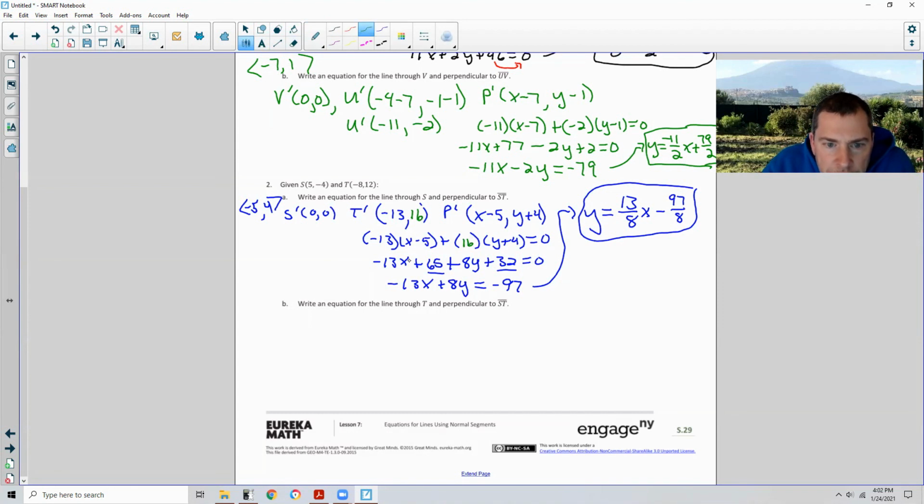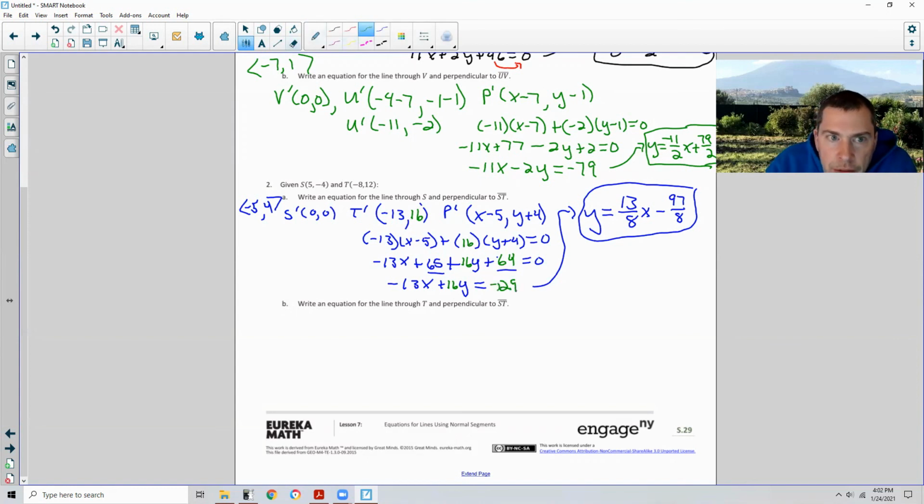That is going to give me 13x plus 65, that's correct. But this is going to be 16y. And then 16 times 4 is not 32. 16 times 4 is 64. So I'm going to put 64 here. So then I get negative 13x plus, not 8y, but 16y equals, and 65 plus 64 is 129. So it's going to become negative 129 on the other side.